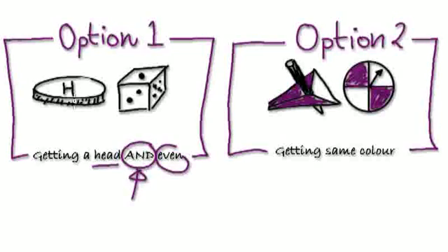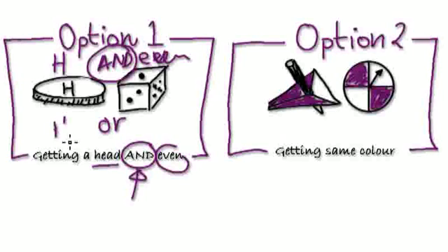This "and" is very important. It basically means you have to get a head and an even number. Even number, "and" means both. This "and" is actually quite important. It's not like "or", where you get heads or even. Well, there is a difference between an "and" and an "or".